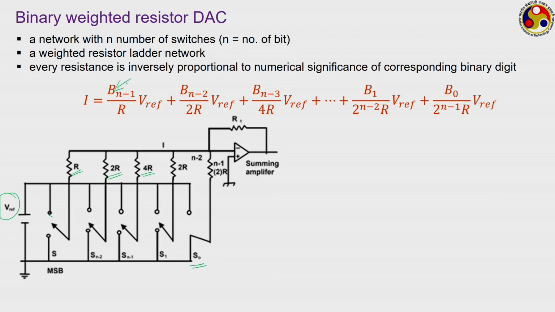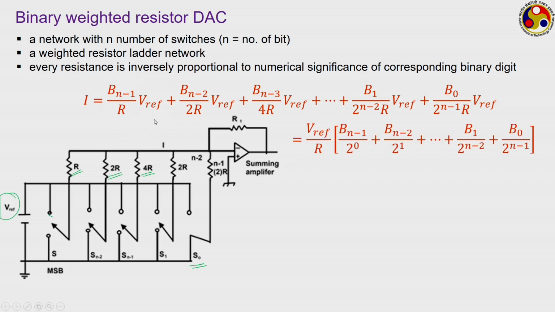This B value refers to the value of the bit. If the bit is 1, then you will be getting current as V ref by R, whereas if B is 0, there will be no current flowing through this, and the same for each of the resistors. So, we sum them up starting from Bn minus 1 going to B naught.